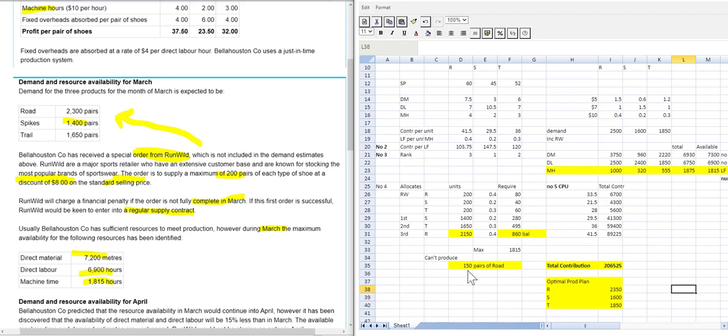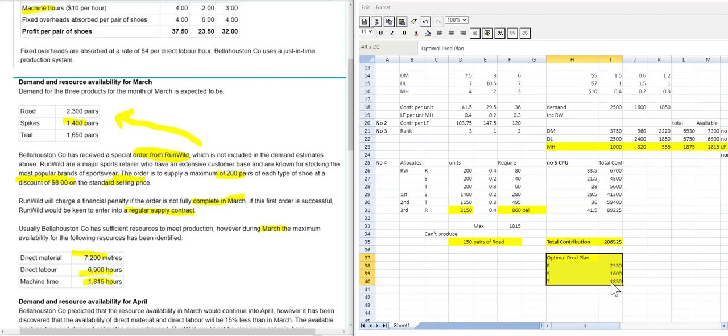Then that means I can't make 150 pairs of road. So the total contribution I've found by remembering to take the $8 off the original contributions because we're selling them at a discount, and then doing the rest of the normal contributions. Finally telling them what the optimal production plan is.